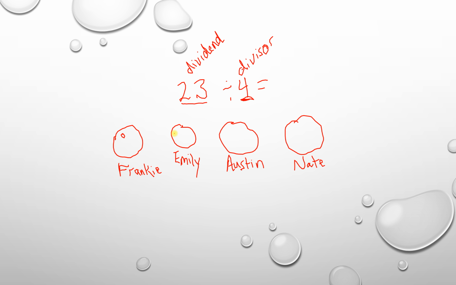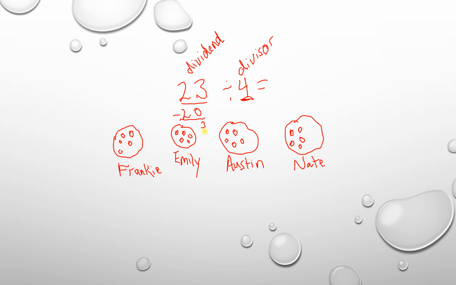So I give one to Frankie. That's 1, 2, 3, 4. I've got to give away 23 though. 5, 6, 7, 8, 9, 10, 11, 12, 13, 14, 15, 16, getting closer to 23, 17, 18, 19, 20. Now I'm at 20, so I've given away 20.